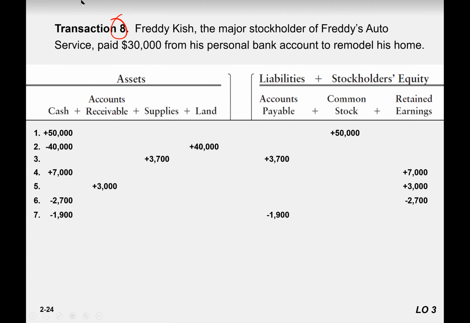Freddie Kish, the major stockholder of Freddy's Auto Service Corporation, paid 30,000 from his personal account to remodel his home. So how are we going to record it?